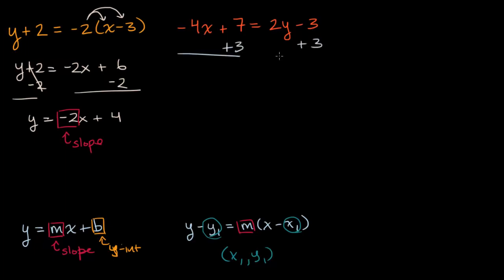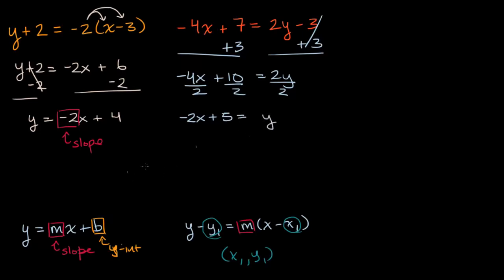So if we add 3 to both sides, on the left-hand side, we have negative 4x plus 10 is equal to 2y. These cancel out. That was the whole point. And now to solve for y, we just have to divide both sides by 2. So if we divide everything by 2, we get negative 2x plus 5 is equal to y. So this is in slope-intercept form. I just have the y on the right-hand side instead of the left-hand side.